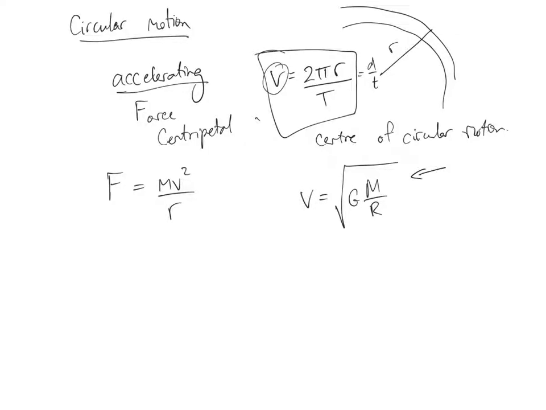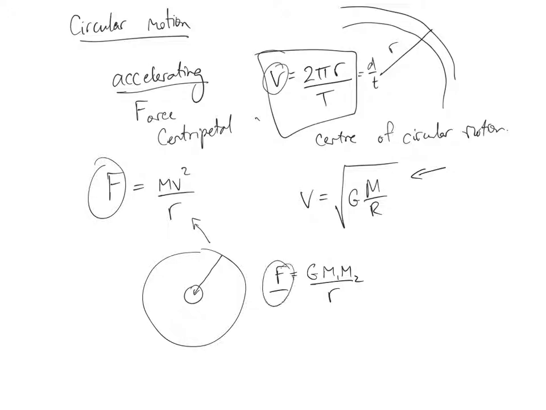This equation here comes from the fact that an object orbiting the Earth is experiencing that centripetal force towards the center of its motion, and it's given by this formula. That's also given by the formula for gravitation, so we can allow this force and this force to equal.